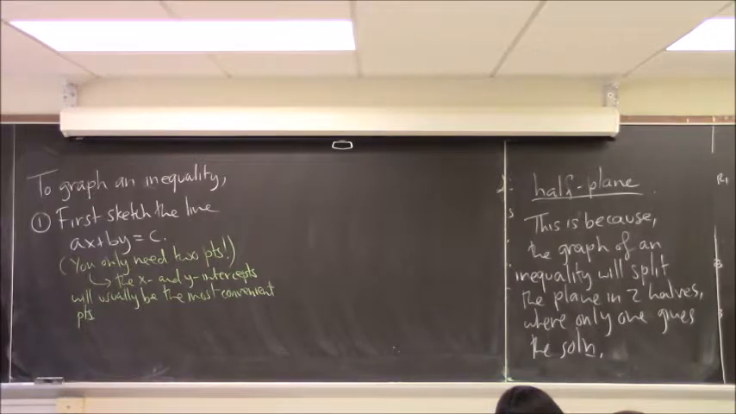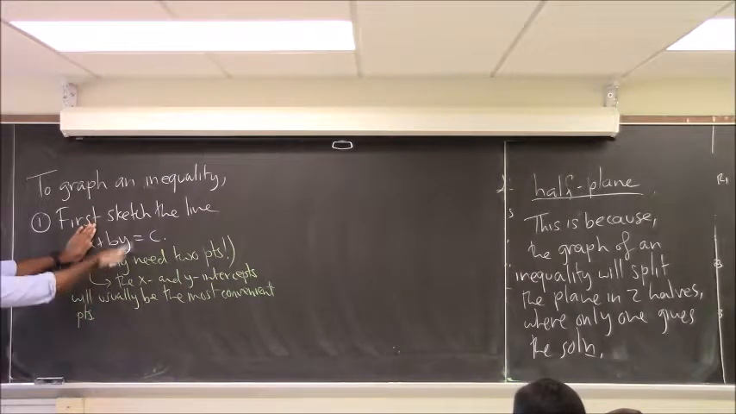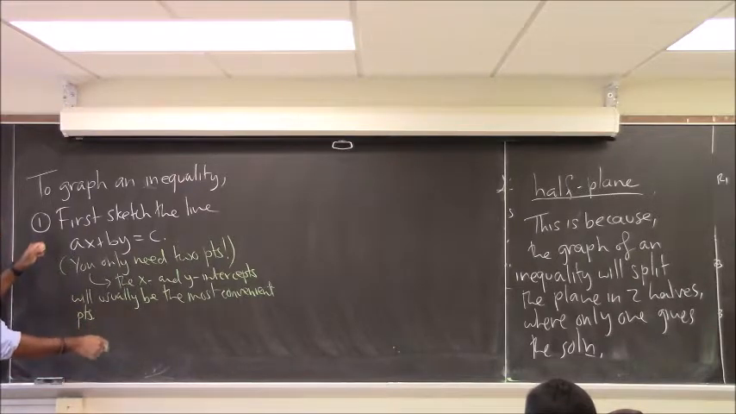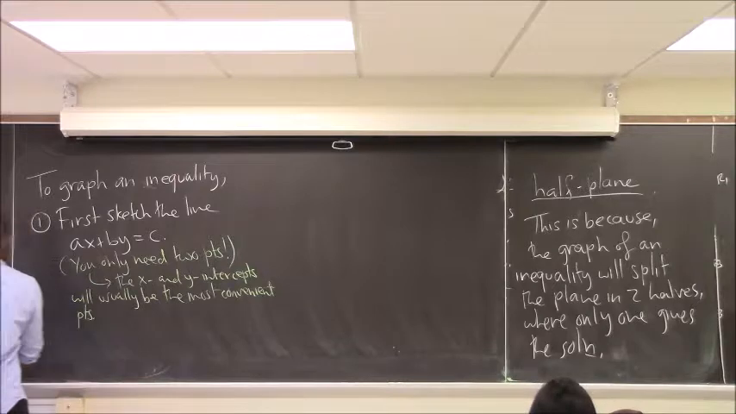Basically what you can do is pretend x is 0, solve for your y, and plot that on the y-axis. Pretend your y is 0, solve for the x, and plot that on the x-axis. Once you have these 2 points plotted, draw a straight line through them, and that's your graph. So that's going to be the first part.